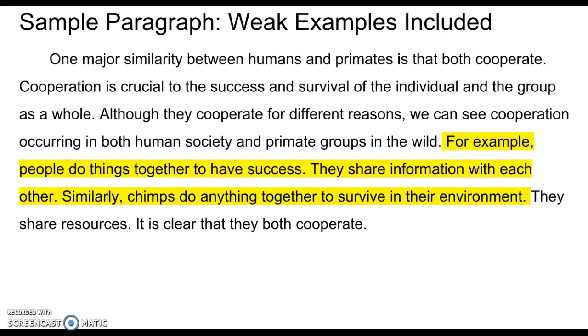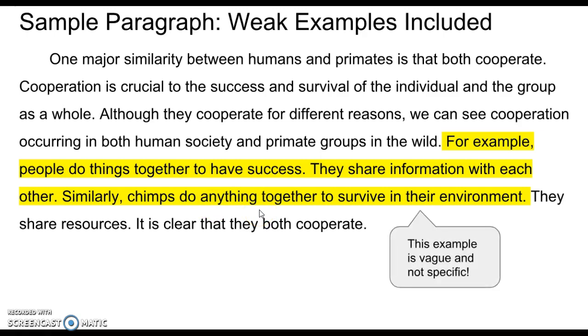Let's look at the second sample paragraph. Here, the person also uses "for example." For example, people do things together to have success. They share information with each other. Similarly, chimps do anything together to survive in their environment. So in this case, we're kind of going on the right track. It's a little bit more specific, but it's still pretty general. We are using ideas like people, things, anything. These words are too vague for examples.